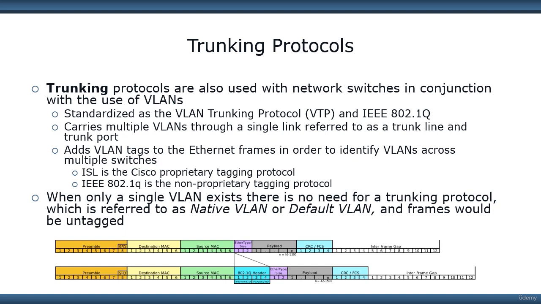When there's only a single VLAN, there's no need for a trunking protocol. This usually is referred to as the native or default VLAN, and frames would be untagged. But in the graphic below, you see when there are multiple VLANs, there's an additional 802.1q header that is going to provide the VLAN tags, and that is simply to identify the VLAN that a particular packet is associated with.